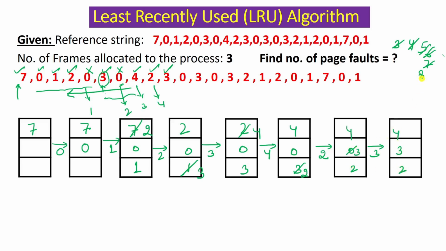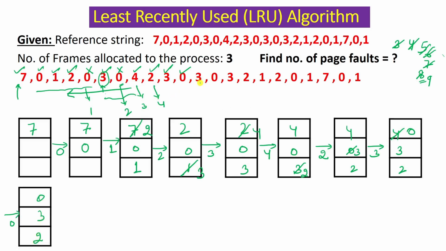So how many page faults do I have till now? 8. In the same way I can go with the other pages. So 0, again it will generate a page fault. 0 will come here, and total 9 page faults till now. Which page should I replace out of 4, 3, 2? 4. So 4 I should replace and 0 will come: 0, 3, 2.